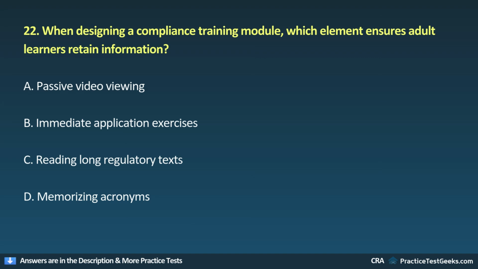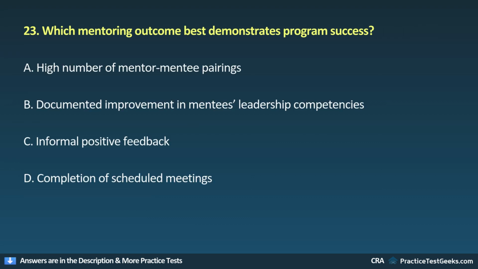22. When designing a compliance training module, which element ensures adult learners retain information? A. Passive video viewing. B. Immediate application exercises. C. Reading long regulatory texts. D. Memorizing acronyms.